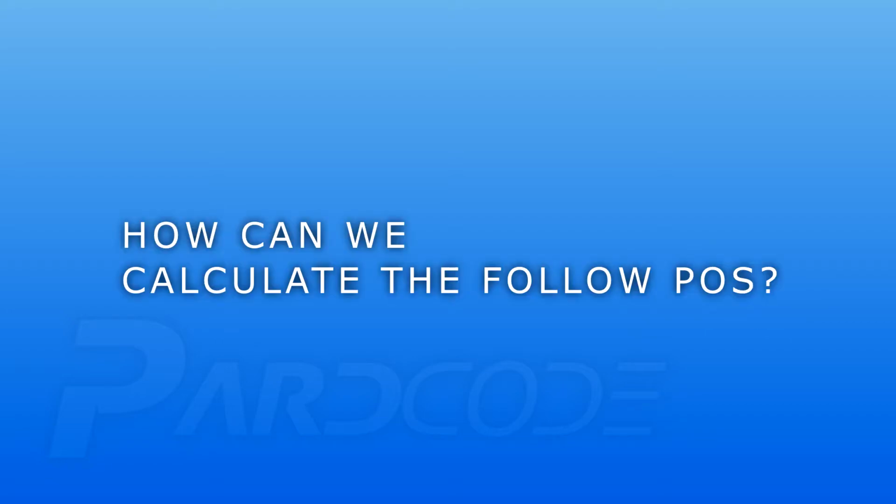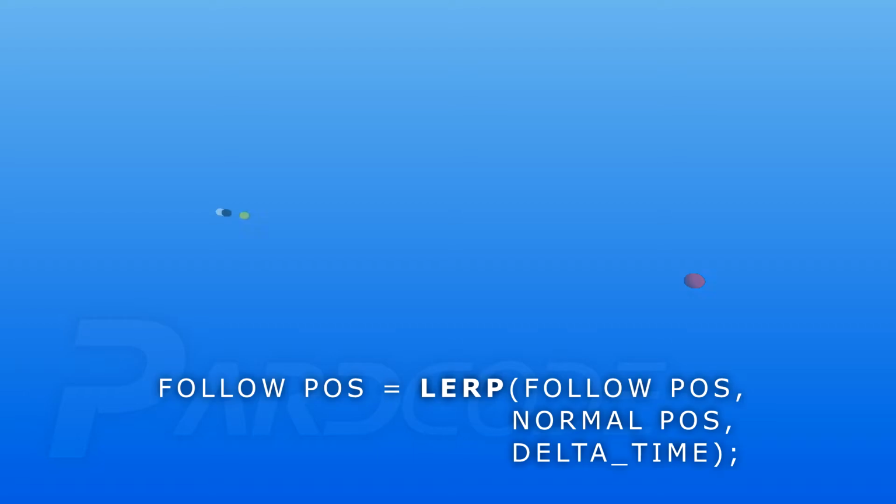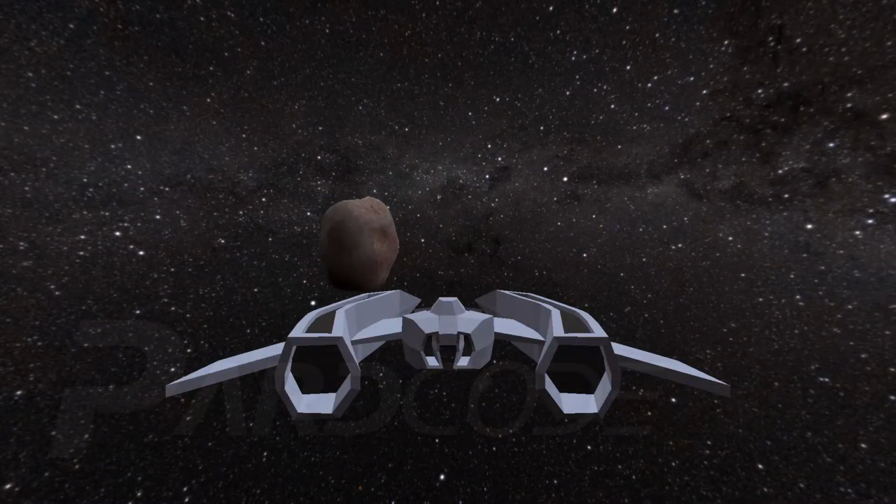But how can we calculate the follow position? We have to linearly interpolate the follow position with the normal position, applying a specific delta value, and in the end the result will be saved in the follow position. The delta value should be calculated in such a way as to delay the movement of the follow position by some seconds, creating in this way the smooth effect. At the end the result will be like this.